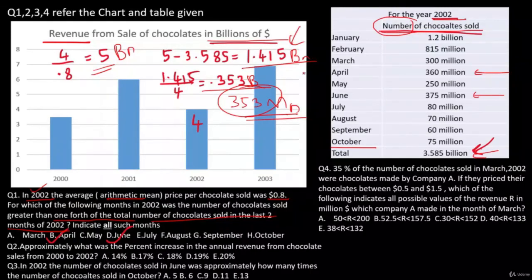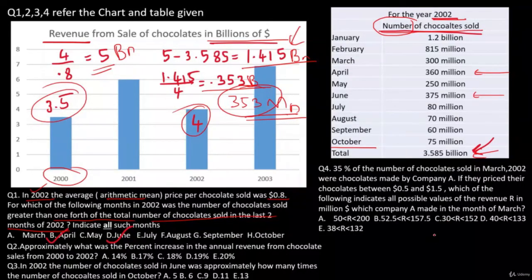All right. Now let's proceed to question number 2. Approximately what was the percent increase in the annual revenue from chocolate sales from 2000 to 2002? All right. So in the year 2000, what was the revenue from the sale of chocolates? That's 3.5 billion over here, right? So you just need to find out the percentage increase from 3.5 to 4.